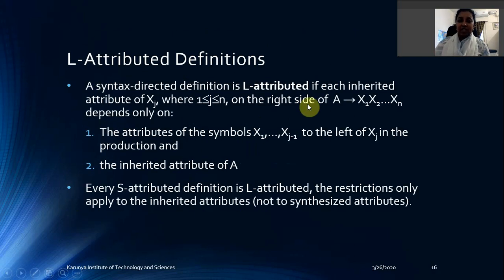Moving on to the definition, a syntax directed definition is L-attributed if each inherited attribute xj. Now what is xj?